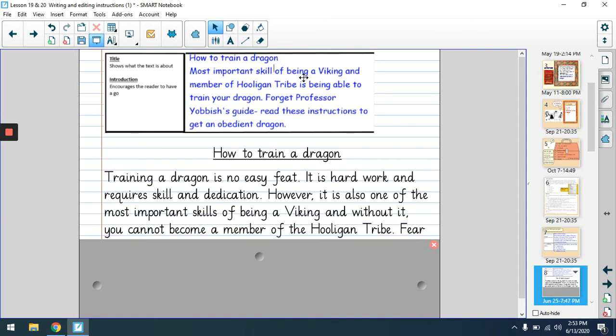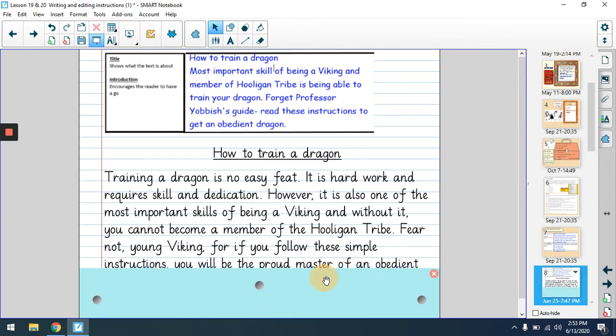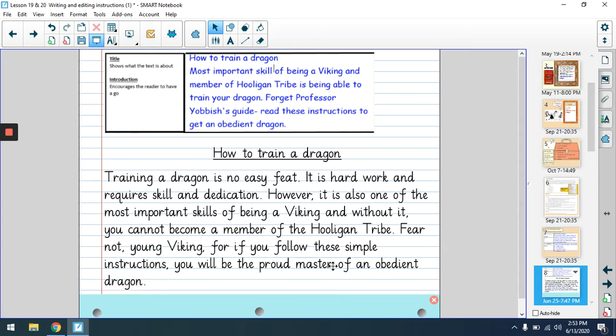So this is the part in my plan, and I've added around it. Fear not, young Viking, for if you follow these simple instructions, you will be the proud master of an obedient dragon. So remember, your plan is a scaffold. You need to take the scaffold from the plan and you're going to add to it.